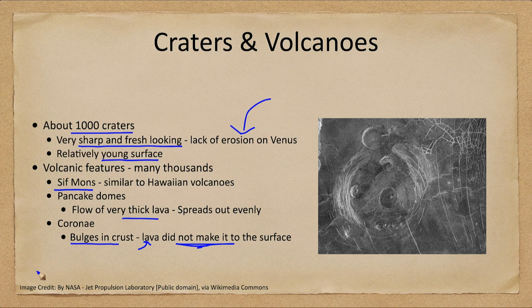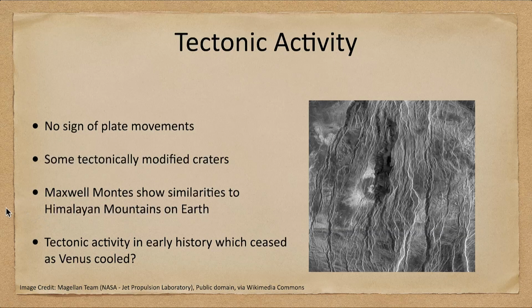So many of these features, and a lot of the features that we see, there's a few craters, and a lot of what we see are volcanic features on Venus. Now, how about signs of tectonic activity? As I said, there is no sign of plate movements now.